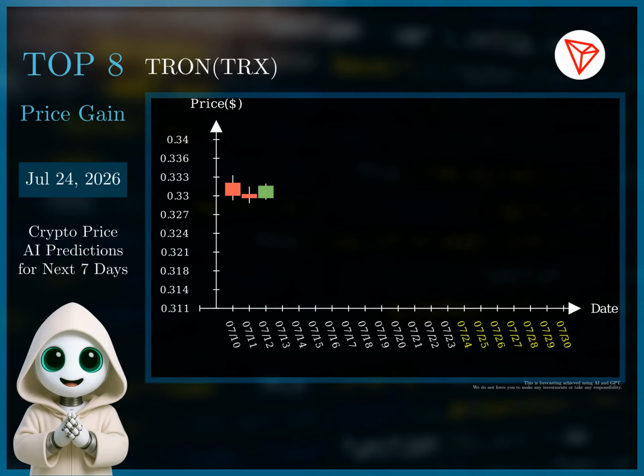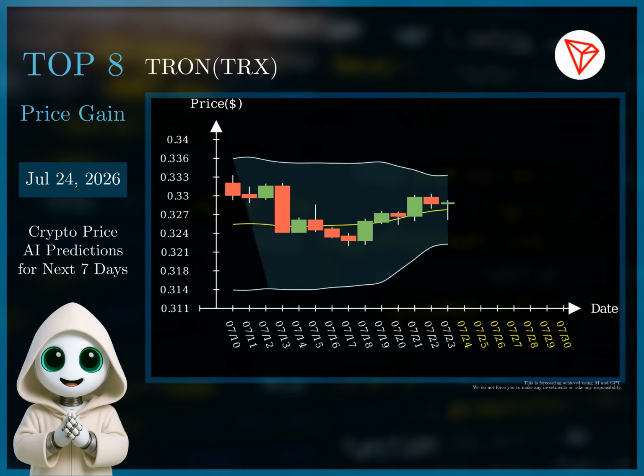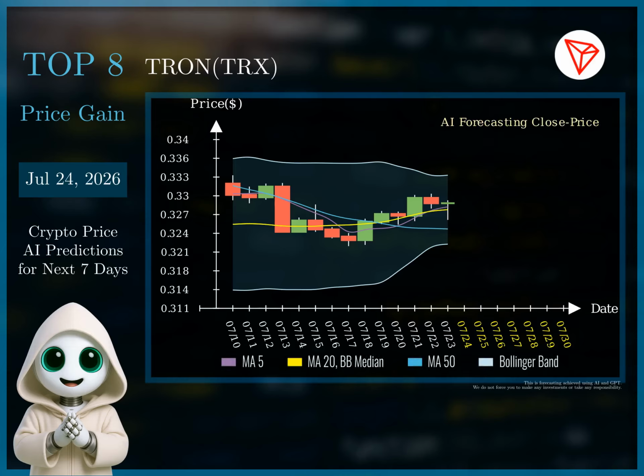Based on the historical data and forecast, TRON shows a sideways trend with price fluctuations between the support level of $0.315 and the resistance level of $0.332. The RSI fluctuates between 44.4 and 56.4, indicating neither strong overbought nor oversold conditions. The Bollinger Bands have been relatively narrow, suggesting low volatility.